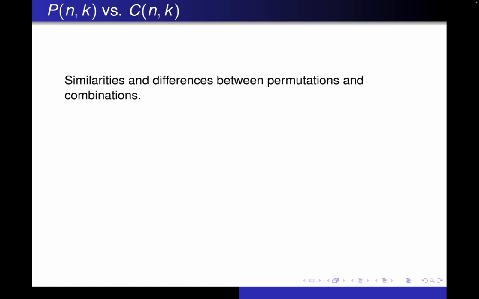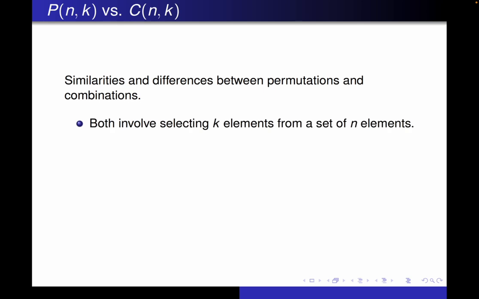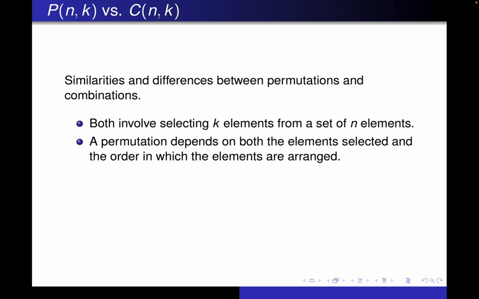So before I set you off on the in-class activities, I want to talk a little bit about the similarities and differences between permutations and combinations. First of all, they're both similar in that they both involve selecting k elements from a set of n elements. It's only what you do afterward that makes a difference. So a permutation depends on both the elements that you select and the order in which the elements are arranged, or the order that they're selected, depending on how you look at it.